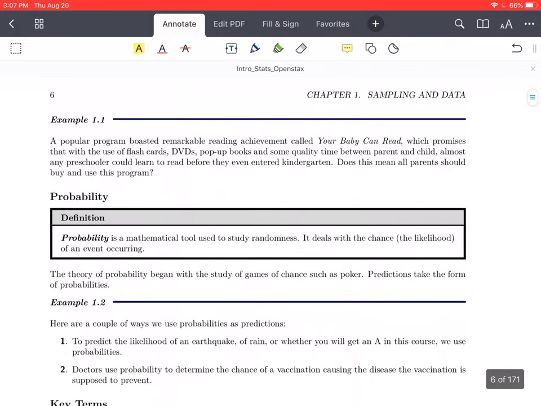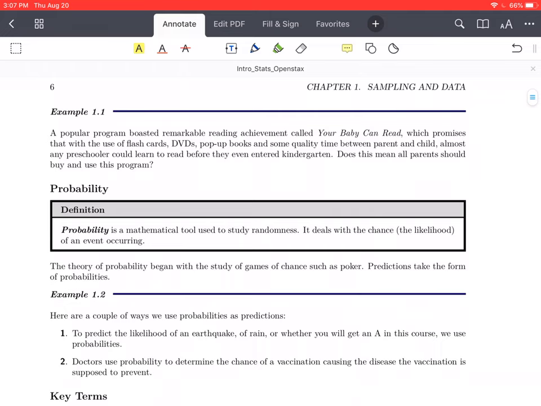Here's an example. A popular program boasted remarkable reading achievement called Your Baby Can Read, which promises that with the use of flashcards, DVDs, pop-up books, and some quality time between parent and child, almost any preschooler could learn to read before they even entered kindergarten. Does this mean all parents should buy and use this program? Well, not necessarily. The key word there would be all.